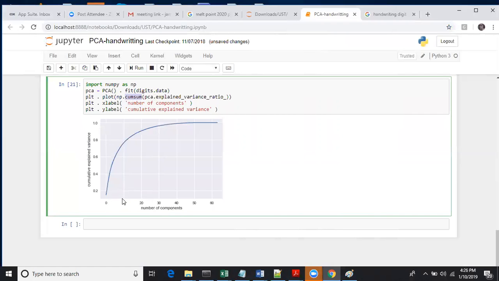So these are the first 10 components. Out of the 64 dimensions, 10 components contain around 80% of the data. How many components can contain about 90% variance? If you take 20 principal components, you can retain 90% of the information. And if you take 30 components, you can get 98% of the information.